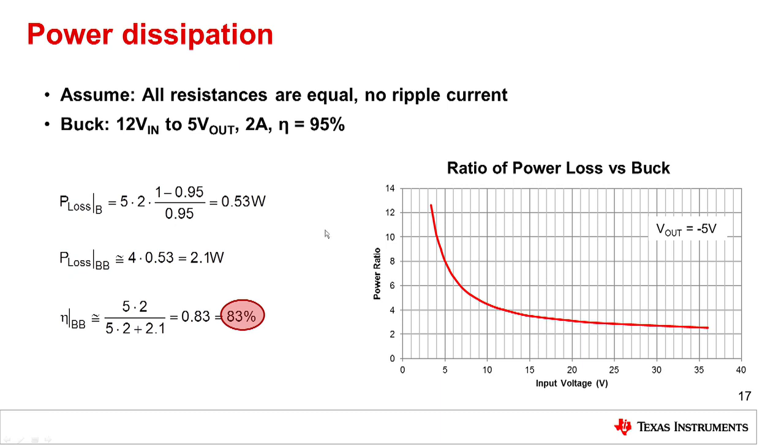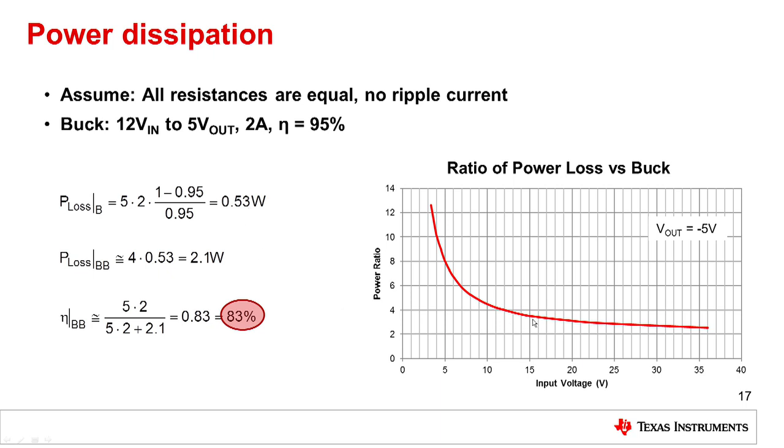And here we have an example just to demonstrate how much more power dissipation there is for a buck boost. Let's assume that we're comparing a buck to a buck boost for the same type of regulator. All the resistances are equal, etc. 12 volts to 5 volts, 2 amps with an efficiency of 95%. That's very typical for some of our very high performance buck regulators. So the power loss for the buck would be about 0.53 watts.